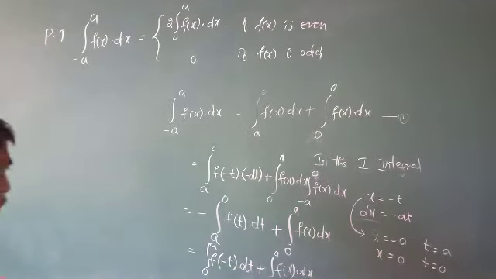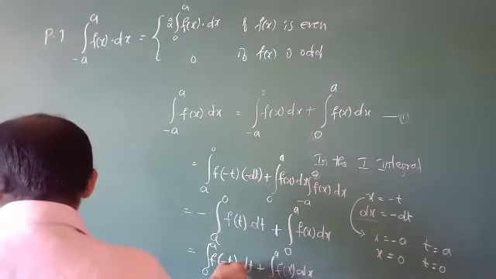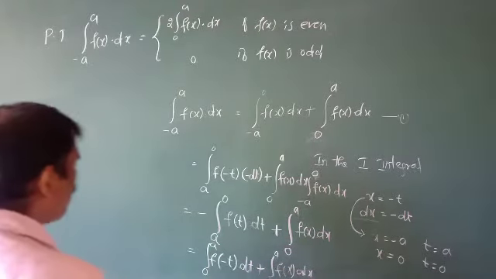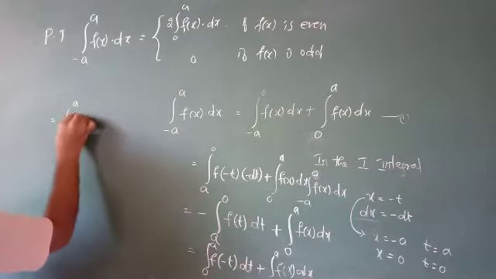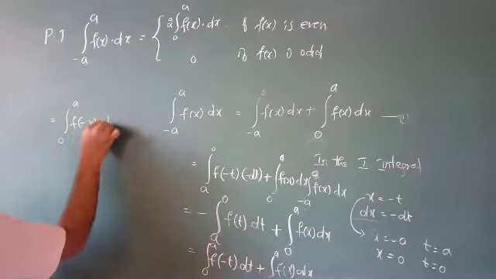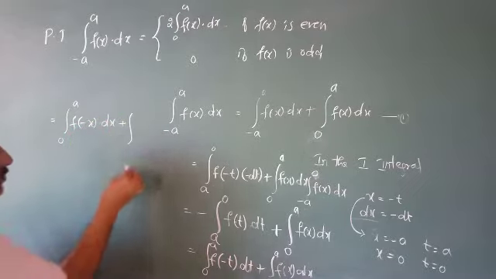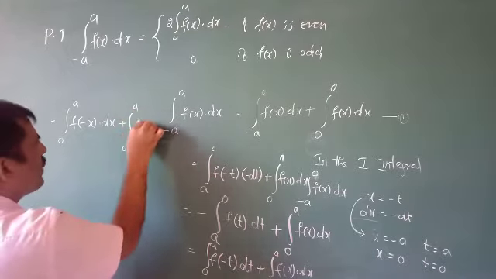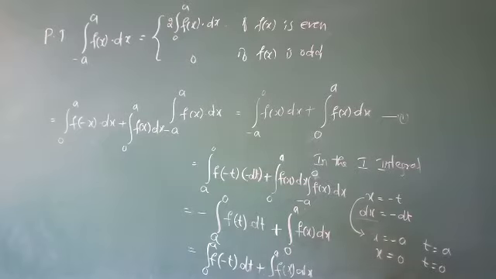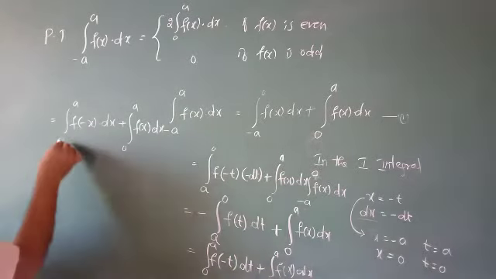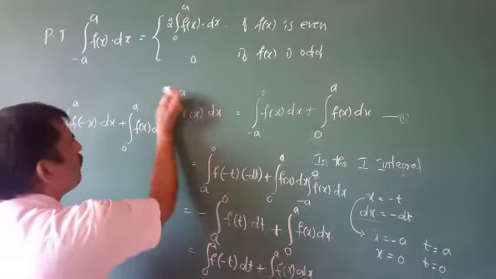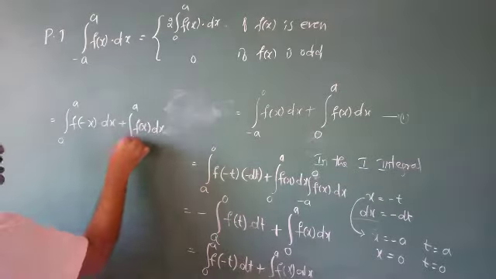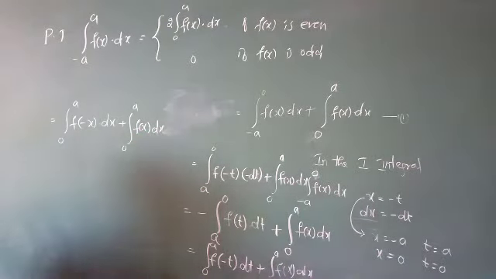Here, the variable x can be replaced by any variable, t or theta, so the value of the integral does not change. So it equals the integral from 0 to a of f of minus x dx plus the integral from 0 to a of f of x dx.